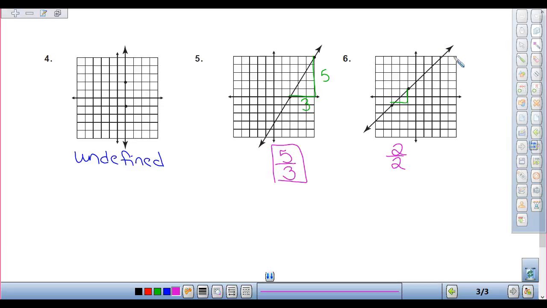Okay, so some people ask, how can you tell if it's going up or down? Because if I look at it this way, it's going down, right? But we always go left to right, just like you would be reading a book. Look at it from the left side to the right side, and it's going up. So we've got a positive, what's 2 over 2? 1. My slope is going to be 1.